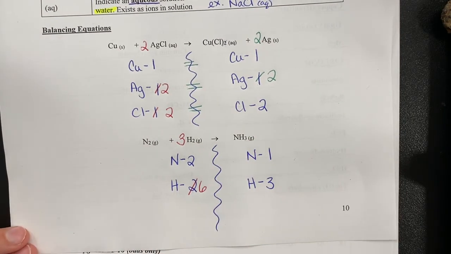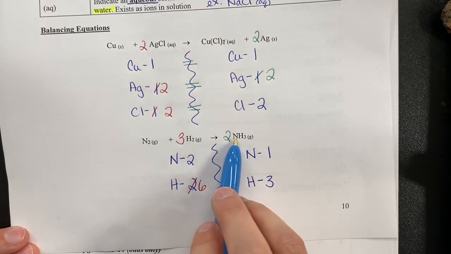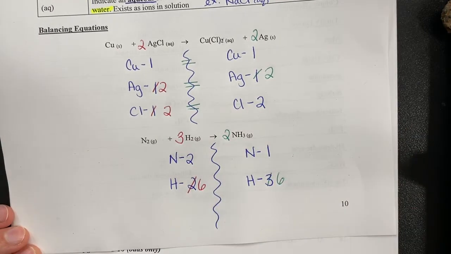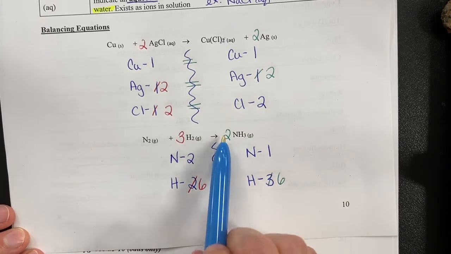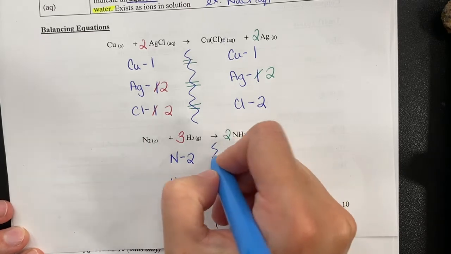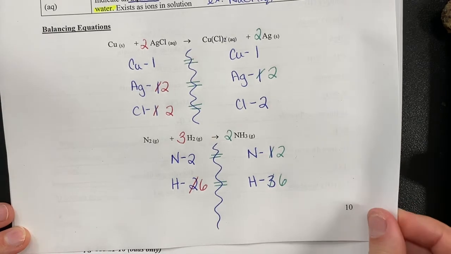And then we're going to add a 2 in front of this NH3 to make that one also 6, so that our hydrogens are now equal. And that happens to fix our nitrogen problem as well. 2 on this side, 2 on that side. So now that one is also balanced.